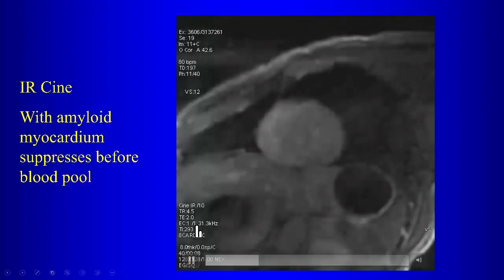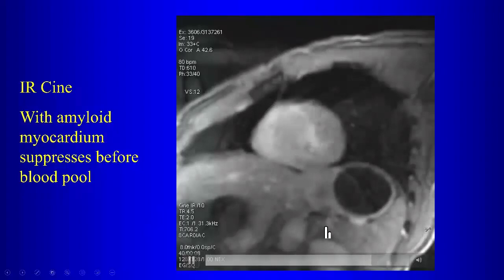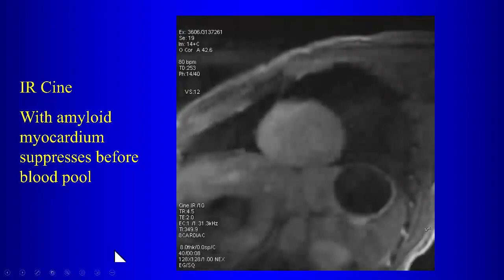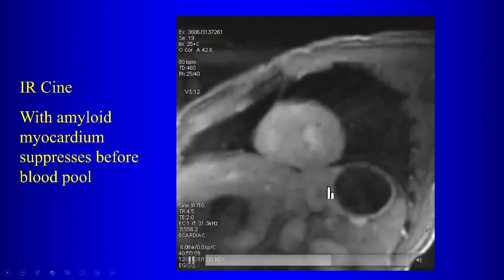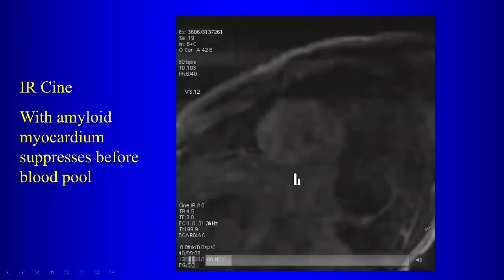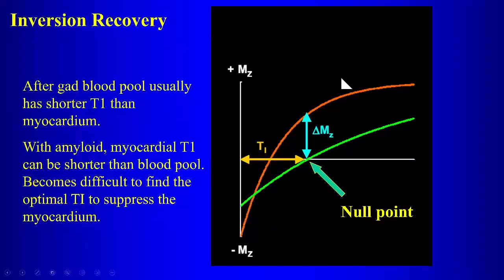So there's the blood pool in there, and then we have the myocardium out there. And as we are progressing towards increasing the inversion time, we can see that the myocardium here will turn black before the blood pool actually turns black. So as we play that again, myocardium turns black, and then the blood pool turns black. And so I've illustrated that for you here. So at a TI of 140, the myocardium here is dark, has suppressed, but the blood pool is not, and the blood pool doesn't suppress until the higher inversion time number. So this can occur with amyloidosis.